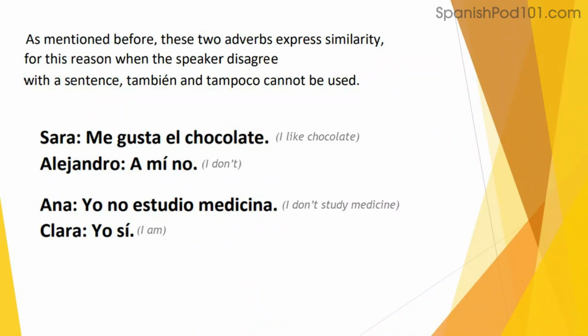Let's have a look at some examples. Me gusta el chocolate. A mí no. So as you can see here, Sari is saying that she likes chocolate, but Alejandro doesn't. So he will say a mí no. It doesn't appeal to me. And Ana says yo no estudio medicina. So she's not studying medicine, but Clara is. So she can't use yo también or yo tampoco here. She has to say yo sí, I am, or I do.